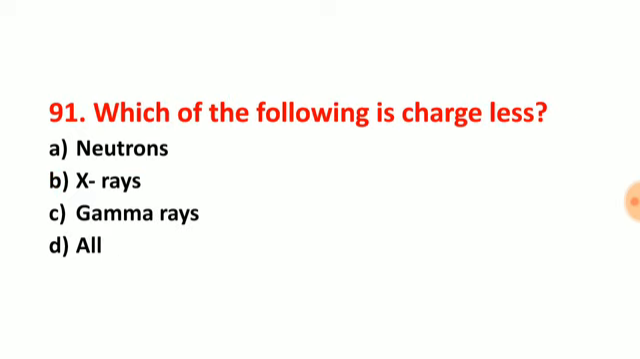Question number 91, which one of the following is chargeless? We know that neutrons, X-rays and gamma rays all are chargeless, and chargeless substances are not deflected by electric and magnetic fields. They travel in a straight path, their own path, if sent through an electric and magnetic field, because they are chargeless.